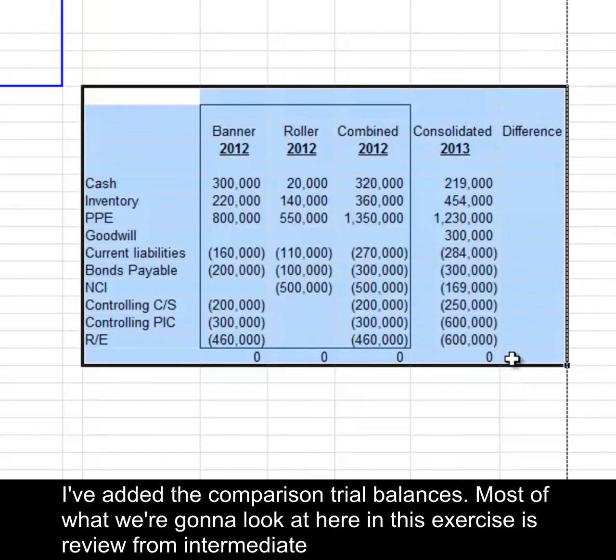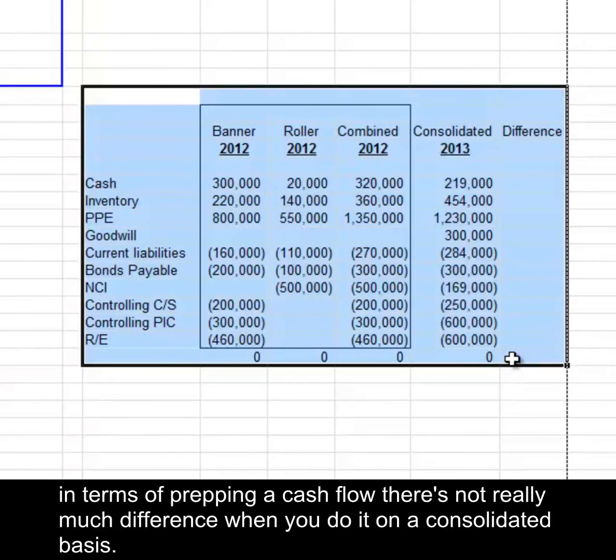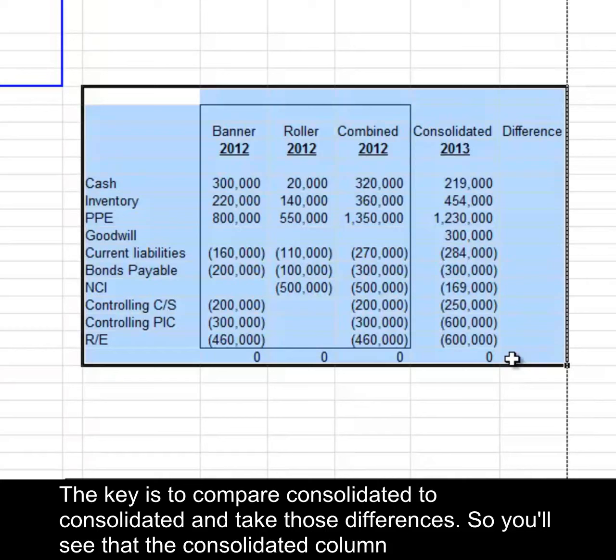Most of what we're going to look at here in this exercise is review from intermediate. In terms of prepping a cash flow, there's not really much difference when you do it on a consolidated basis. The key is to compare consolidated to consolidated and take those differences.